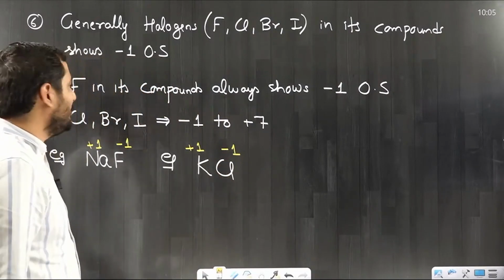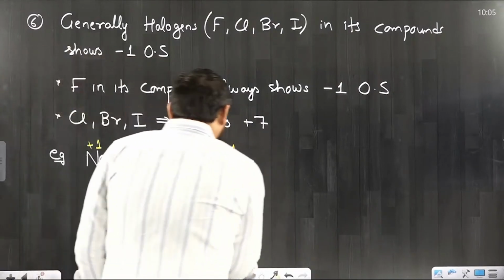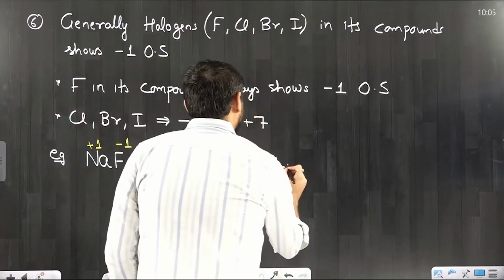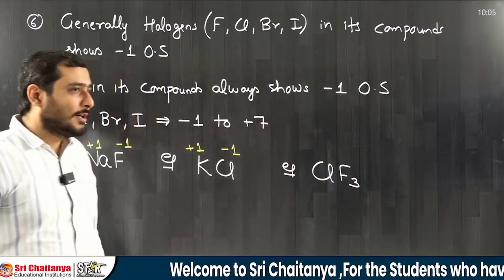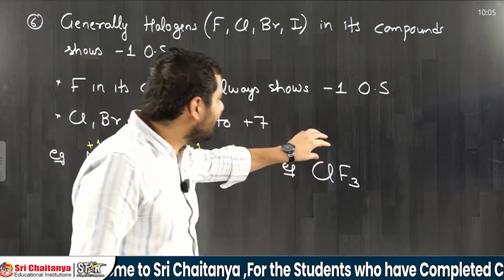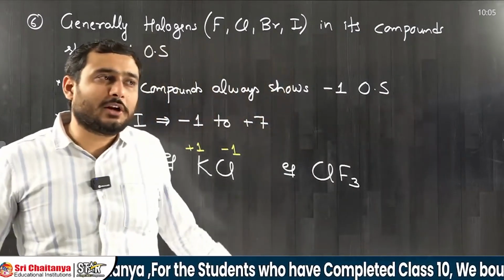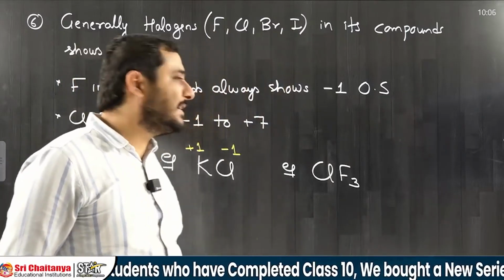So this is general. But if we take a more electronegative element, this is very good. ClF3. Now, you have to tell what is the oxidation number of chlorine and what is the oxidation number of fluorine in this compound. ClF3.